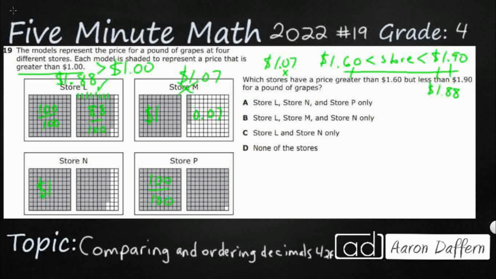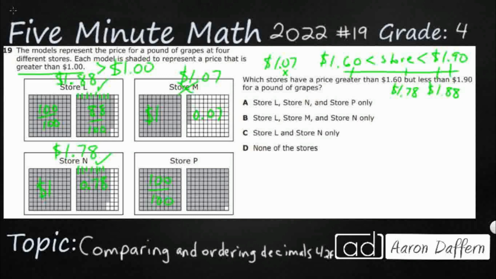Let's do store N. I've got 10 cents, 20, 30, 40, 50, 60, 70, looks like 8. All right, so 0.78. So let's call that $1, that's the full on the left, 78 cents on the right. Now, does that fall in between? Yeah, it looks like it falls right around there or so. $1.78. So that looks good. I've got store L and store N.